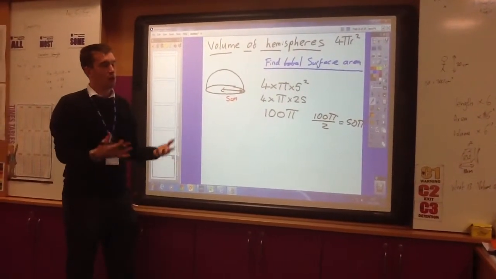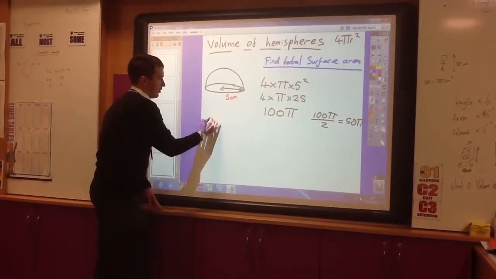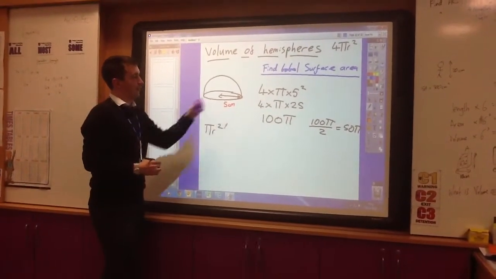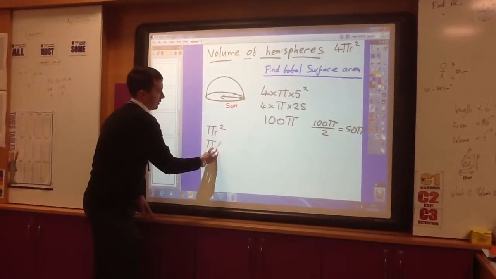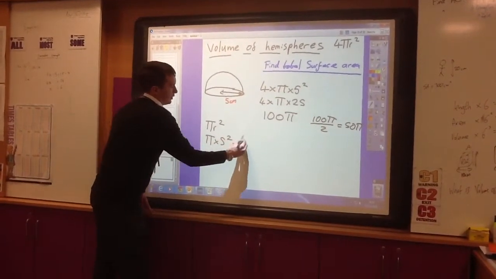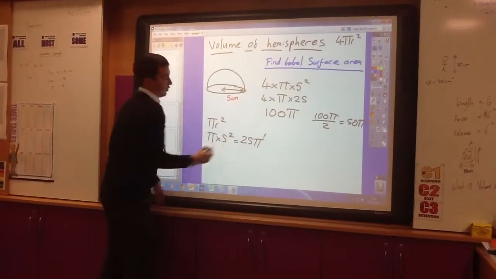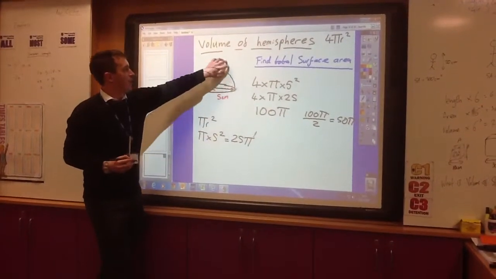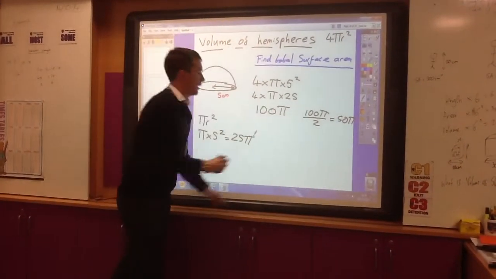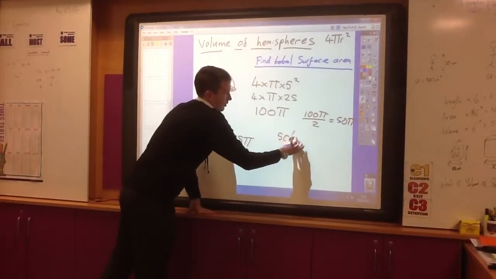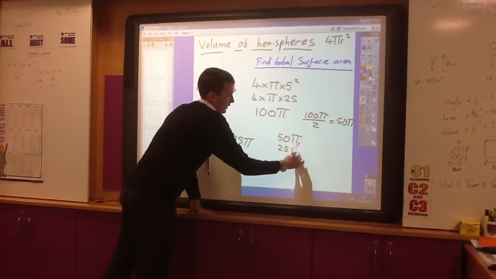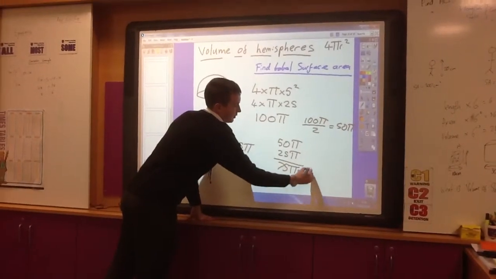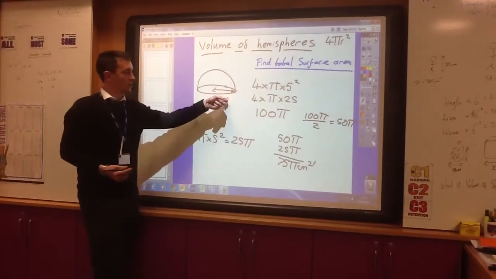So area of a circle, this isn't on the formula sheet, so area of a circle is pi r squared. And then again we just use that 5, so pi times 5 squared, which is 25 pi. So the area underneath the circle is 25 pi, the area of the dome 50 pi. We're adding them together. Don't really need to do this, but I'll do it anyway. Which is 75 pi centimetres squared, because the units are actually in centimetres.